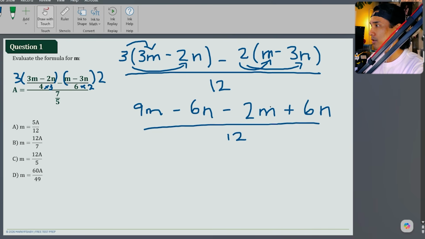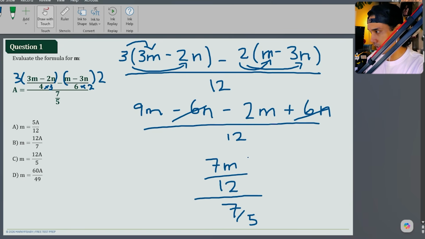And then what I'm going to do is combine like terms at the top of the fraction, which is called the numerator. Look at this negative 6n and this plus 6n. We could just cross these out. And what is 9m minus 2m? That is 7m over 12. Now we have 7m over 12 over 7 divided by 5. Now this looks tricky, but again, you know the basics. I'm actually just going to move this over here so we have room.